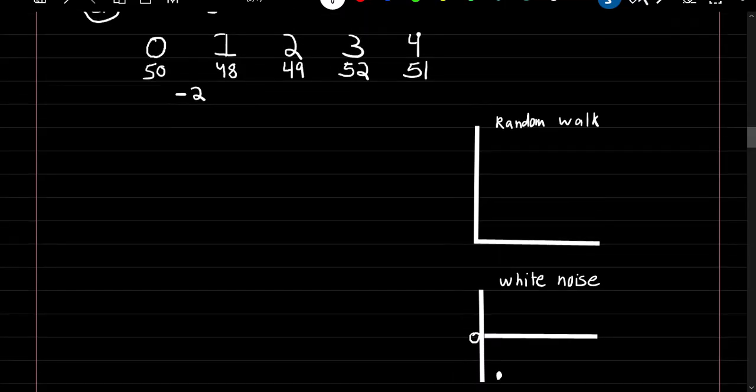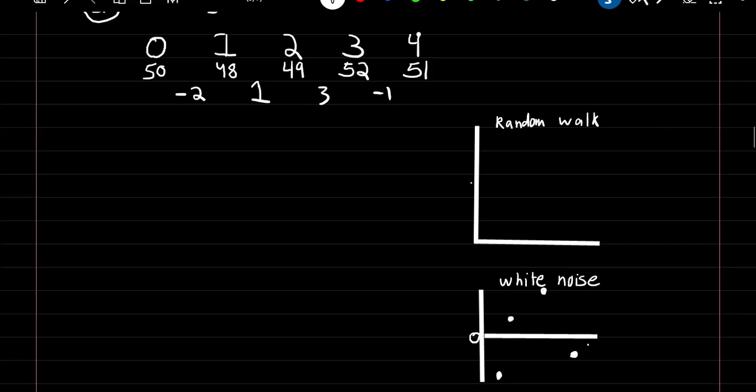And then from time 1 to 2, it increased by 1. So we got a white noise value of 1. And then it increased by 3. So we got a white noise value of 3. And then finally it decreased by 1. So we got a white noise value of negative 1.